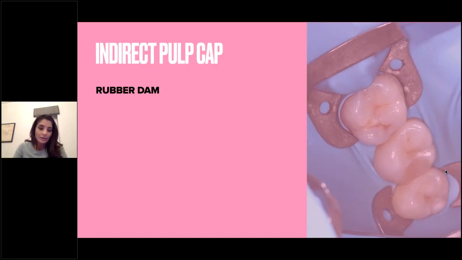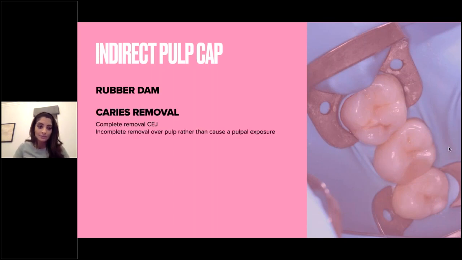Indirect pulp caps, and even direct pulp caps, rely on the fact that we're going to get a very good seal with our restoration. For example, our composite restoration has to be really well sealed on the margin for us to not get leakage and then not get caries progression underneath pulp capping materials. So rubber dam is really essential.